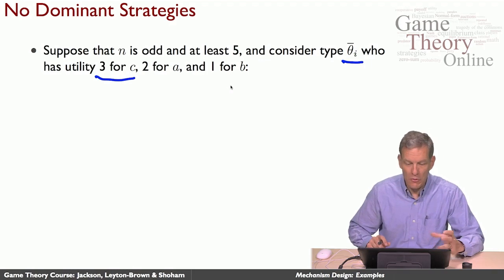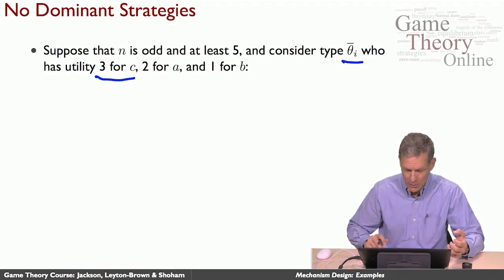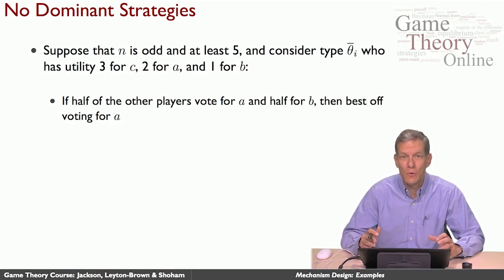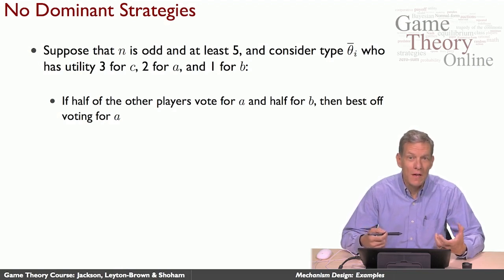Okay, so what's that person's choice? Should they be always voting for C? Well, that's not completely obvious, right? So if half of the other voters voted for A and half of the other voters voted for B, then that's a situation where now they're going to be the decisive voter. If they vote for A, A wins. If they voted for B, then B would win. If they voted for C, then it would be a runoff.